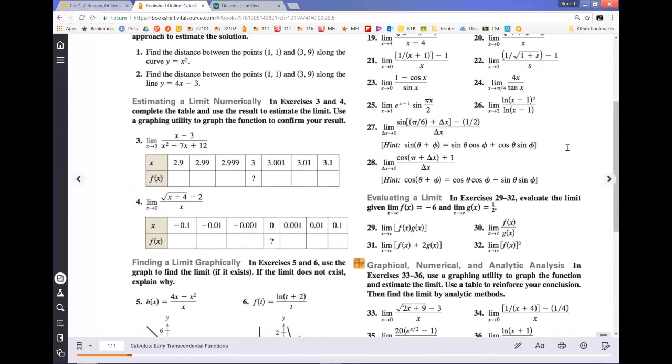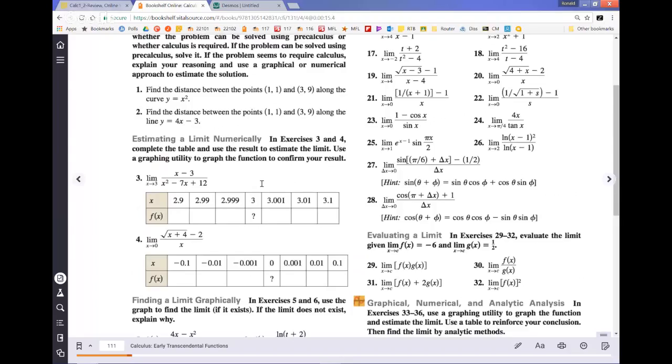Okay, so number 3 was one of those table problems. And it says complete the table. Yeah, I mean, this would require a graphing calculator, and I'm not going to put that thing on the test. But nevertheless, do you see what they're trying to get you to do? They're trying to get you to find out what happens when you get to 3.